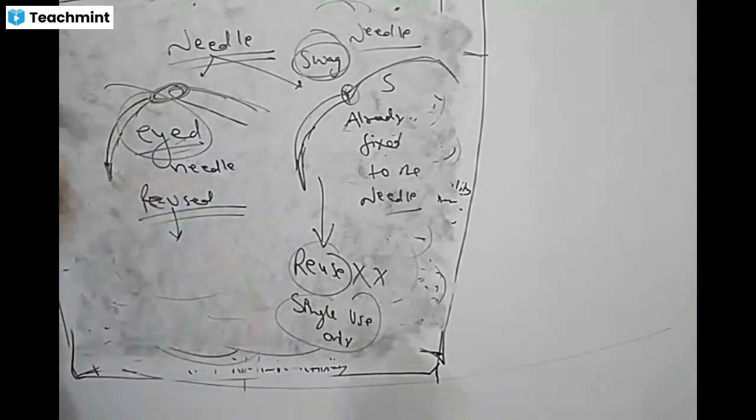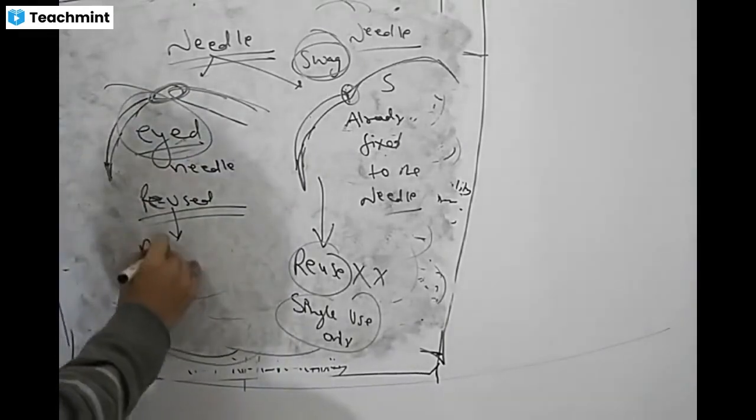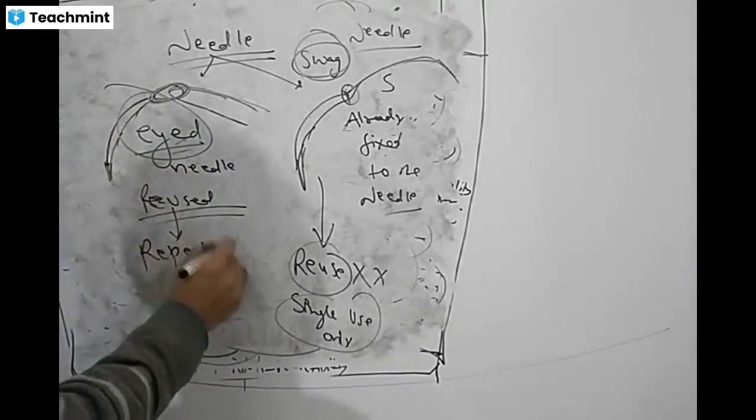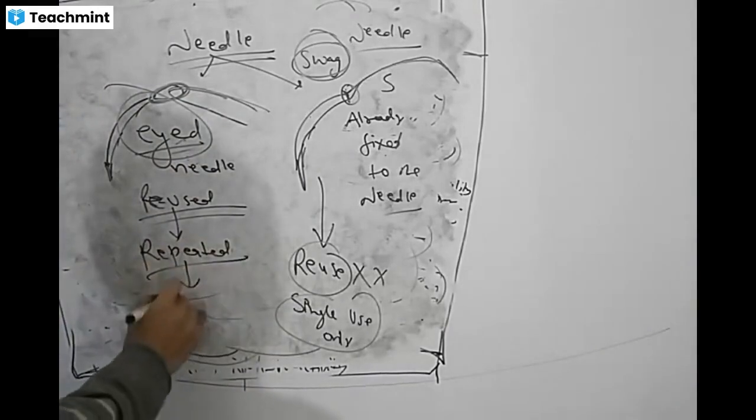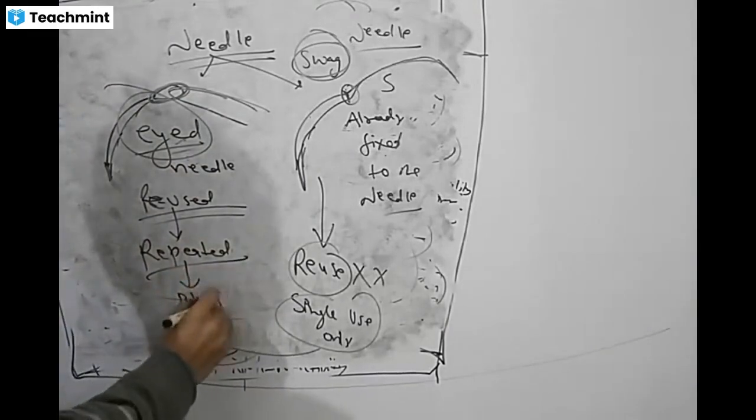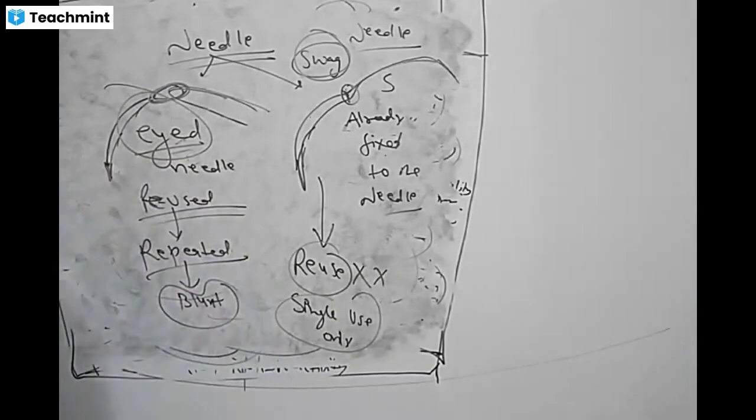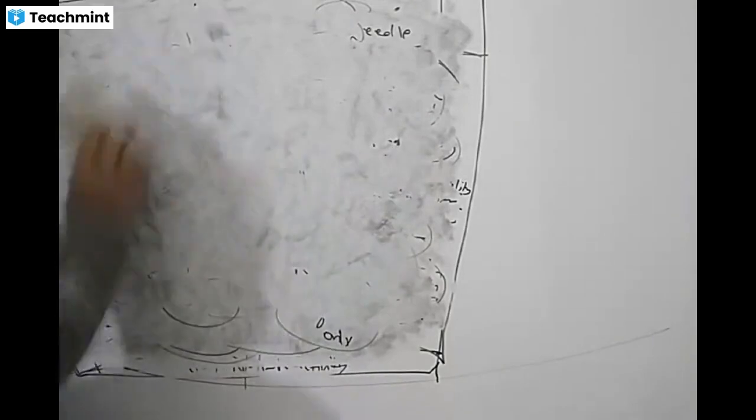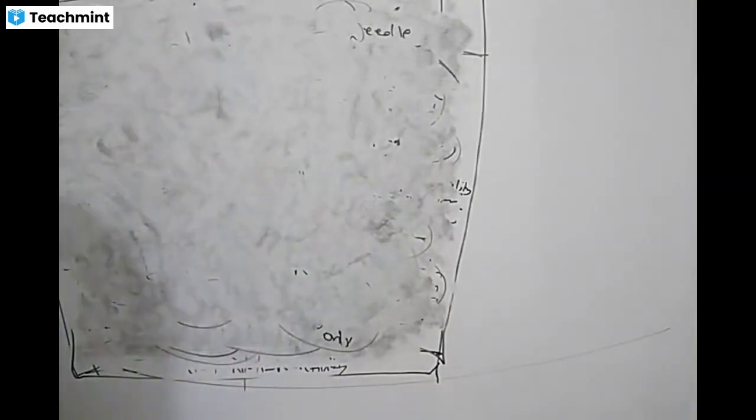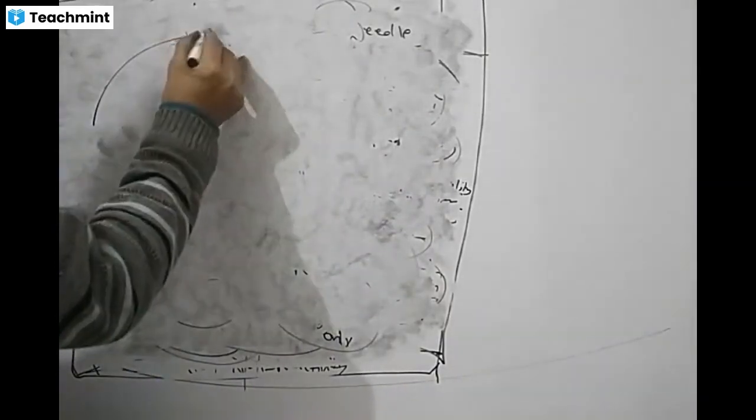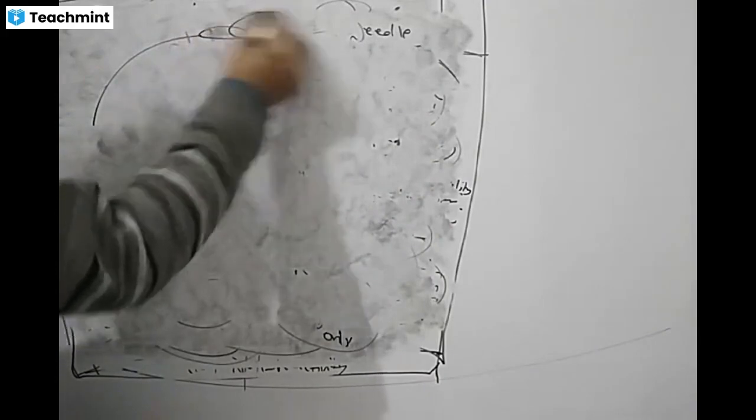But the problem with this eyed needle is if you use it repeatedly, then it may become blunt. So eyed or swaged needles are there. One already comes with the fixed suture material. The second is one where we keep the suture material like this.